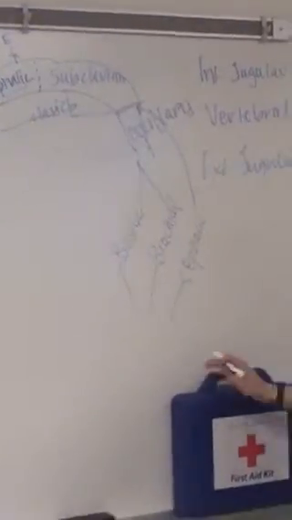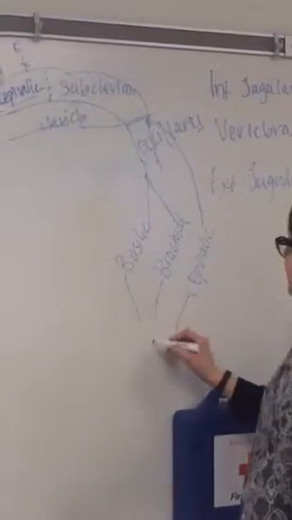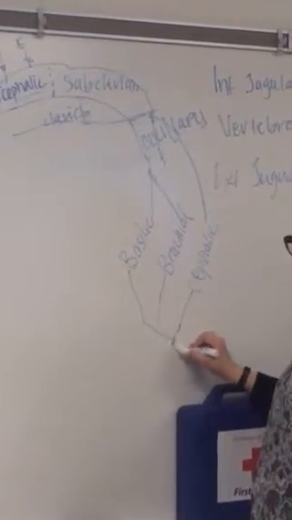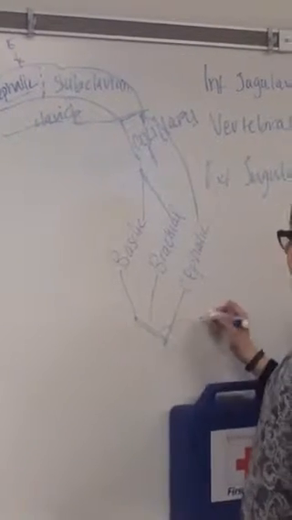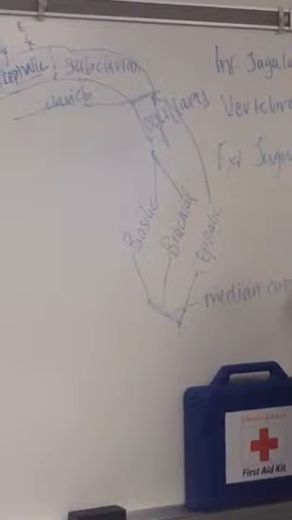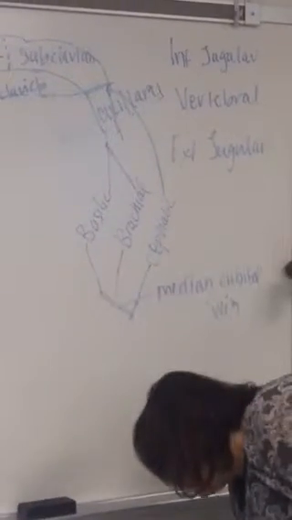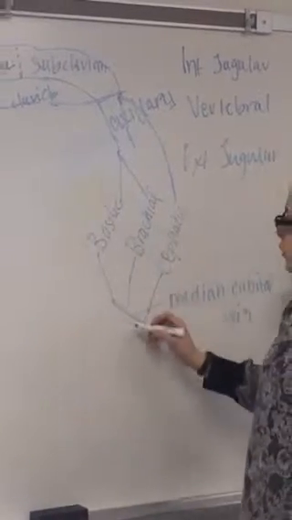Okay? Now, this brachial, basilic, brachial, okay? Continuing down, this is the upper arm. Okay? At the forearm right here, there's a connection between the basilic and the cephalic. It's almost a diagonal vessel. It's called the median cubital vein. Okay, got the median cubital.